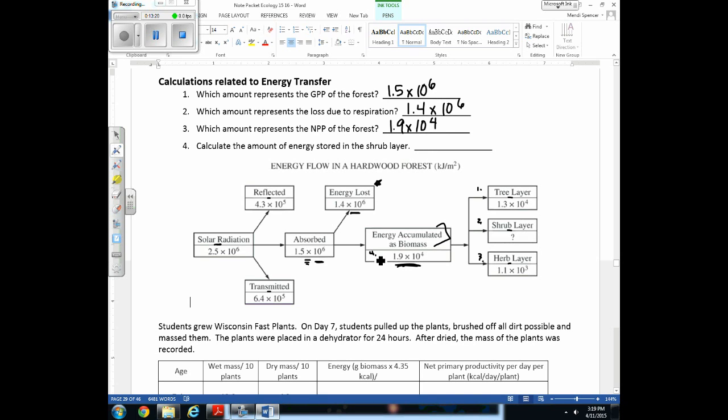Now, if this is difficult for students because it's in scientific notation, then feel free to convert it. So this number really means 19,000. This means 13,000.